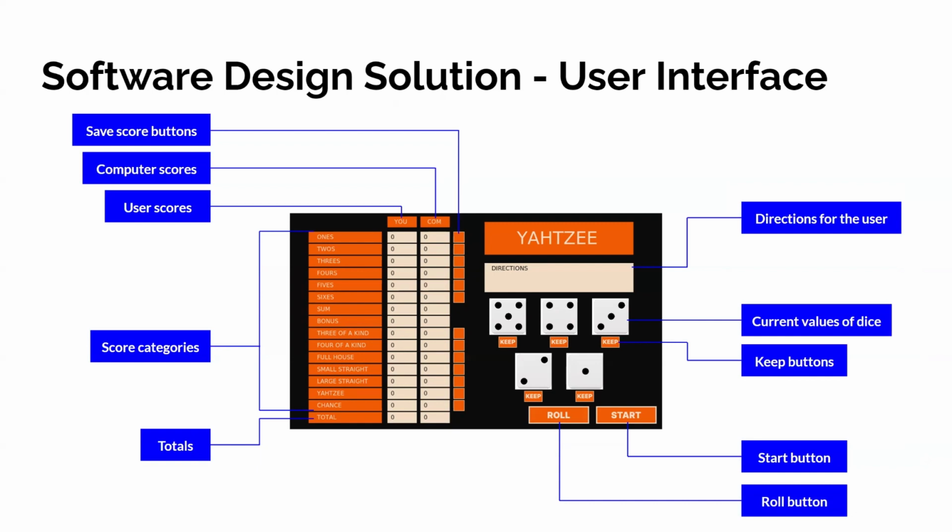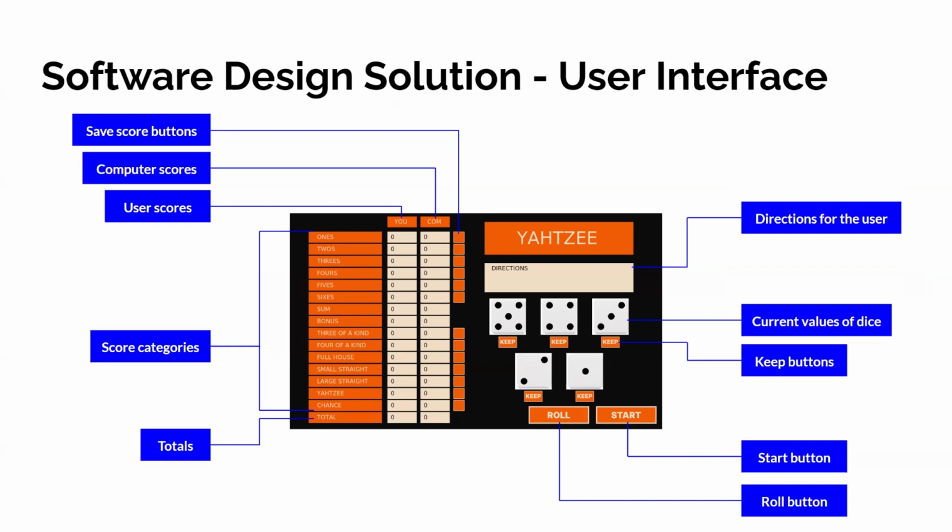This diagram shows how we decided to lay out our user interface. Starting from the upper left, we have 2 columns, each of which display the user scores and the computer scores. They are organized by categories on the far left of the screen. Next to these columns, we have buttons that the user can press to determine which category they would like to save their score in. On the upper right side, there is a text box that will tell the user the current instructions, such as whose turn it is or when to choose dice they want to keep.